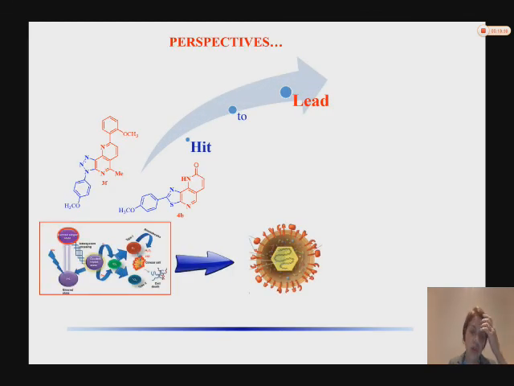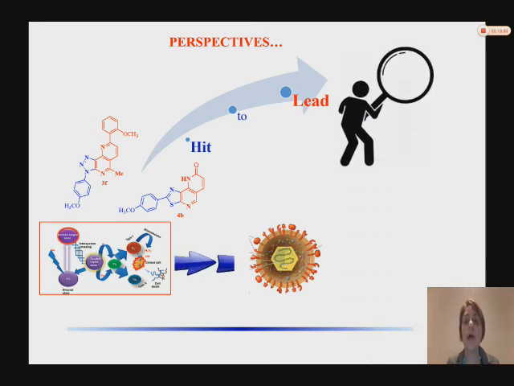In conclusion, starting from promising photosensitizing agents, we arrived at antiviral agents, and having found two interesting hits, we are going to explore the chemical space around these two entities in order to improve their potential, with the aim to get to a lead.